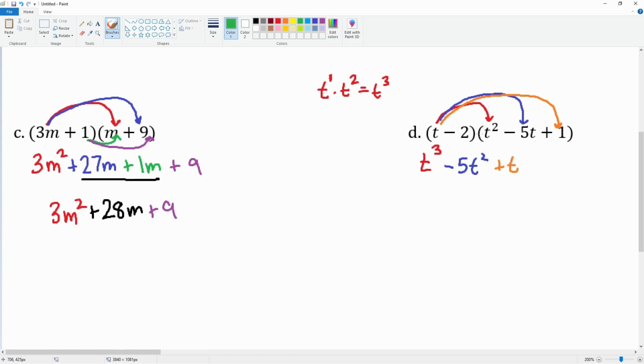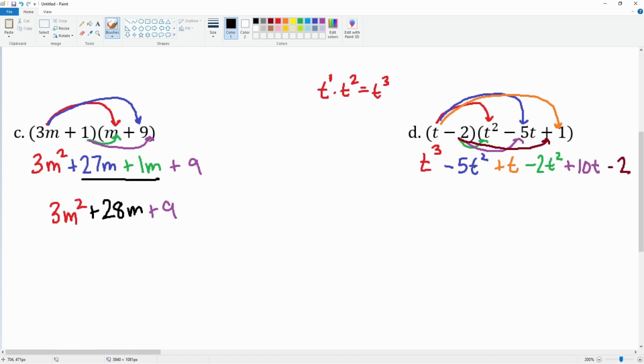Now let's distribute that negative 2. Negative 2 times t is negative 2t squared. Then you have negative 2 times negative 5 becomes positive 10t. Negative 2 times negative 5 is a positive. And then lastly, negative 2 times 1 becomes negative 2.